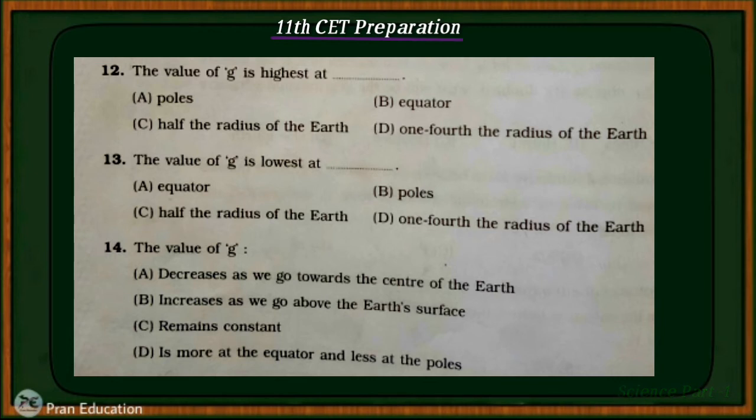Thirteenth. The value of g is lowest at, options: A, Equator; B, Poles; C, half the radius of the earth; and D, 1/4 the radius of the earth. The correct option is option A, Equator.